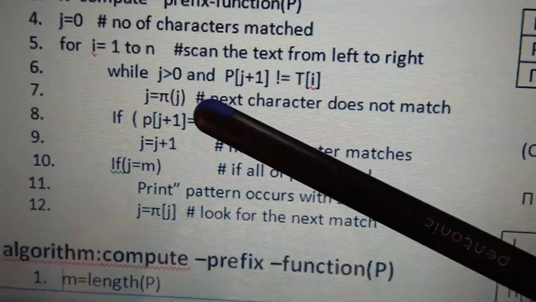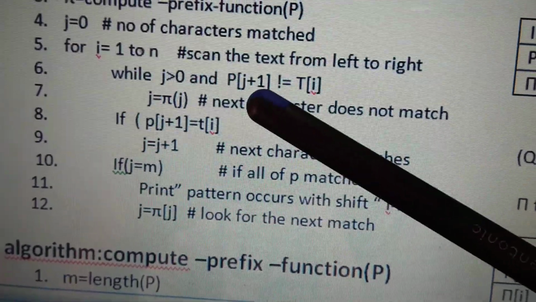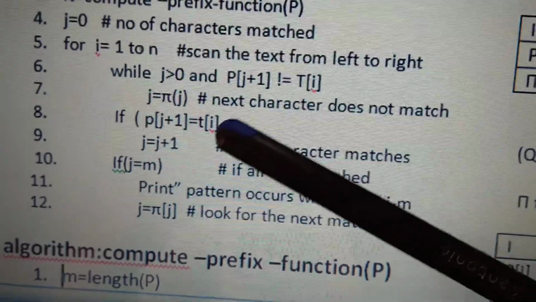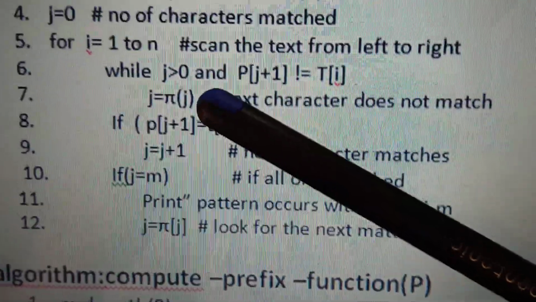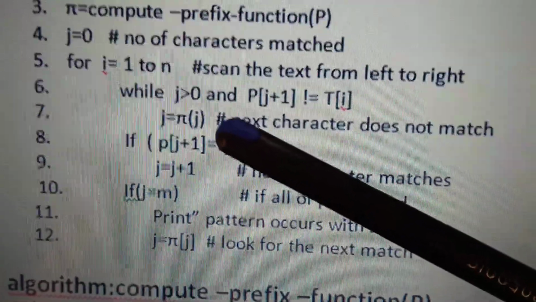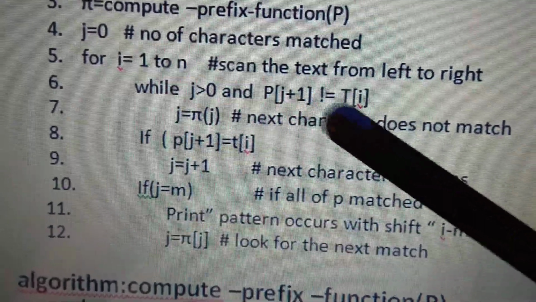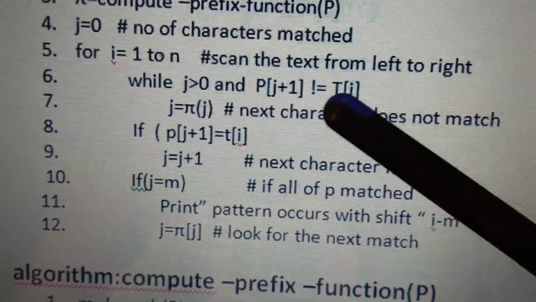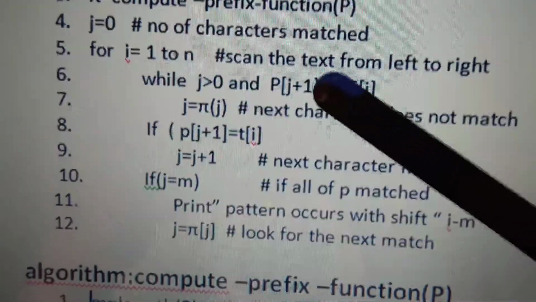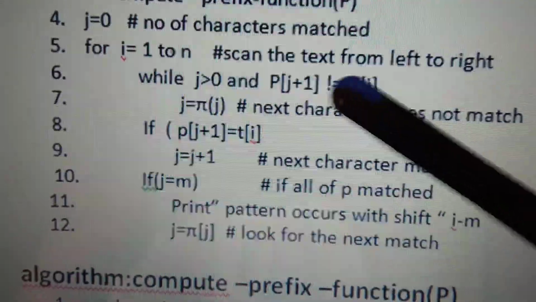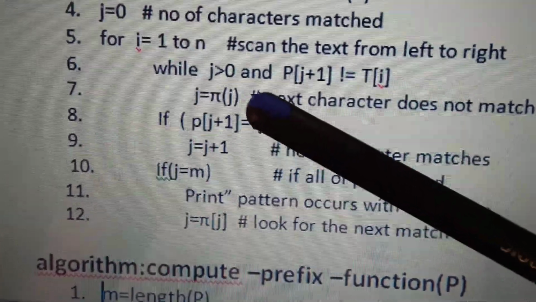In the comparison, first, if the text character is not equal to the pattern character, what do we have to do? Just move j backward to the pi value. I already explained that step in the example. When you compare the pattern character p of j plus 1 with the text character t of i, there are two cases: a match is found, or a match is not found. This is the match not found case. When the match is not found, j has to move to the pi value of the unmatched character.